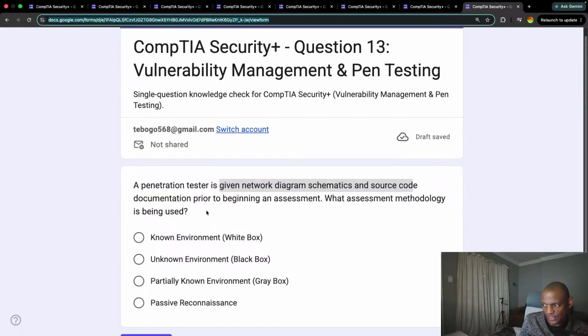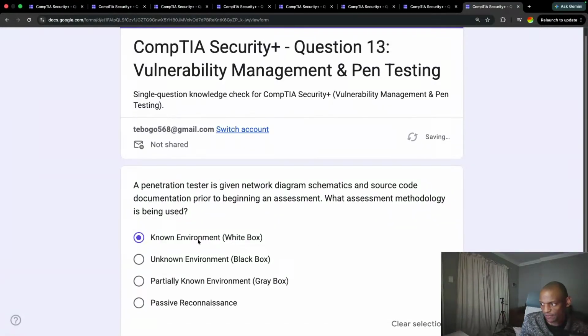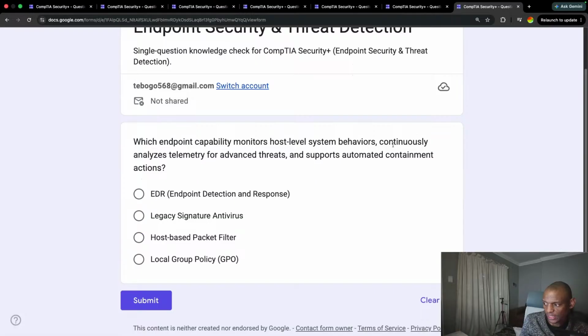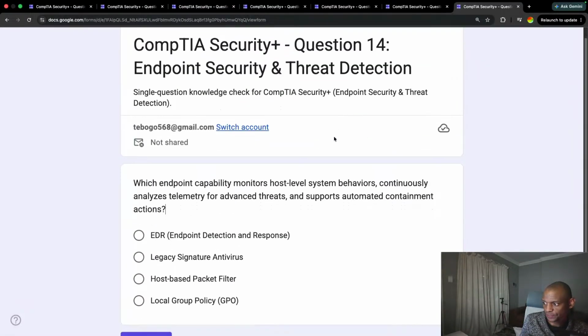So the correct answer for this one would be the first option, known environment, because the penetration tester was given the network diagrams and the source code documentation. So that means they know the environment. So sometimes as a penetration tester, you will be asked to perform penetration testing without having any information. All right, now let's go to the next question. Question 14.